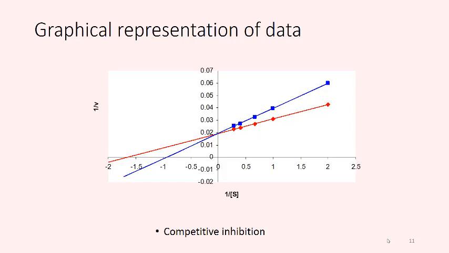Which type of inhibition is this? Pause, and why don't you find out? If you came up with competitive inhibition, you are correct. The two concentrations have different slopes, meaning they have different Kms, but they intersect at the y-axis, so they must have the same Vmax. So this is a hallmark of competitive inhibition.